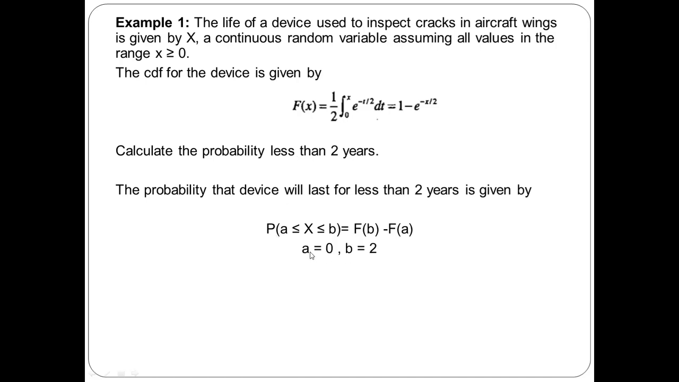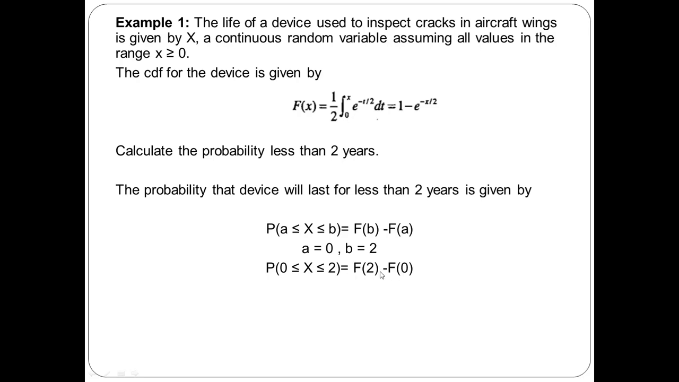After that, a becomes 0 and b is equal to 2, as a is the lower boundary and b is representing the upper boundary. So we will put the values of a and b in this term. So it becomes P of 0 less than or equal to X less than or equal to 2 is equal to F of 2 minus F of 0.